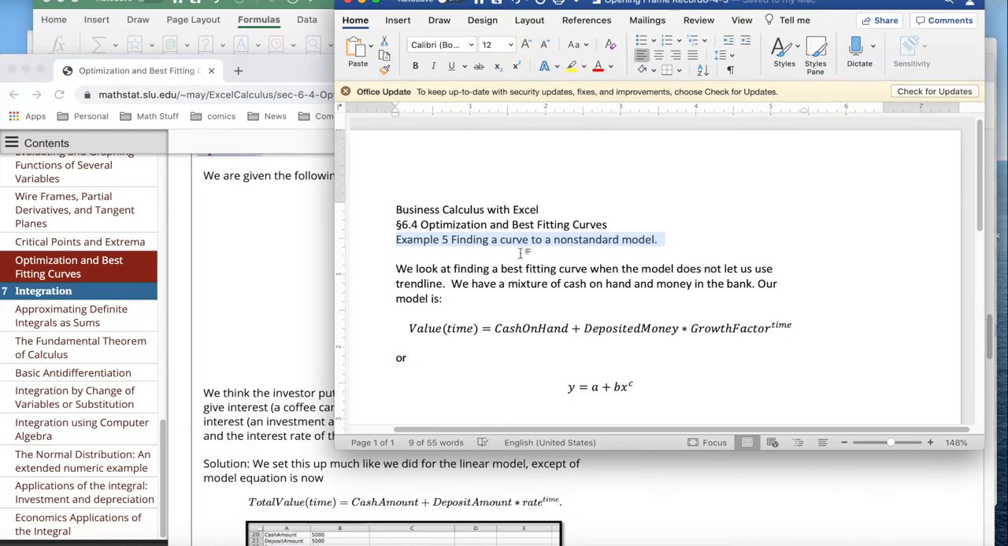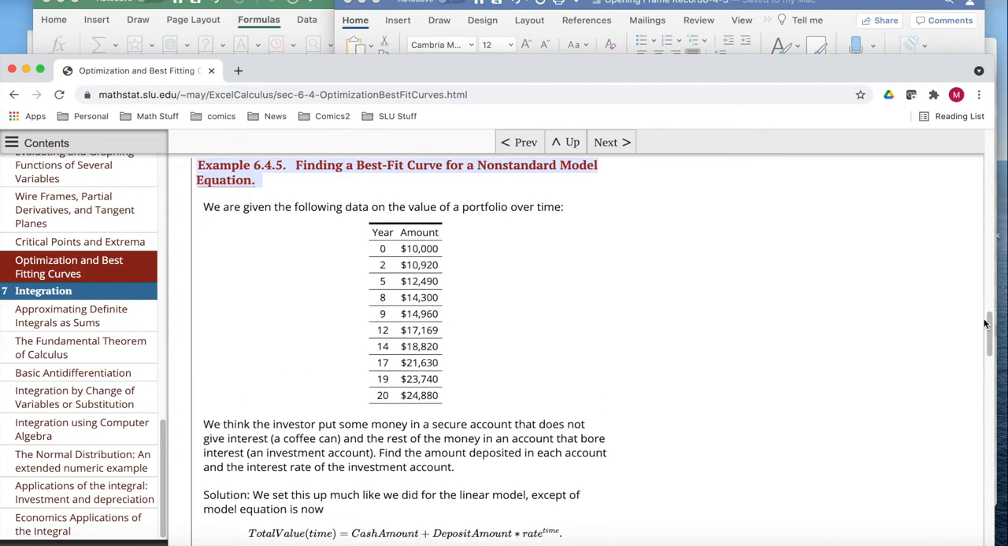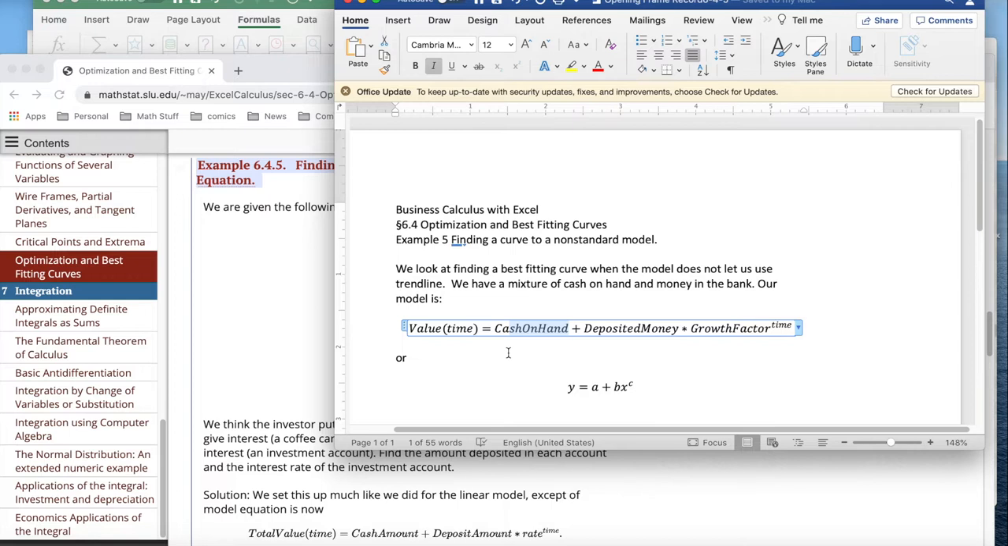The basic setup is we have cash on hand and money in the bank. We get interest on money in the bank, but cash on hand stays fixed. So someone has given me a table of values of how much I have over time, and I'd like to figure out how much cash on hand did I have, how much did I put in the bank, and what rate am I using it.